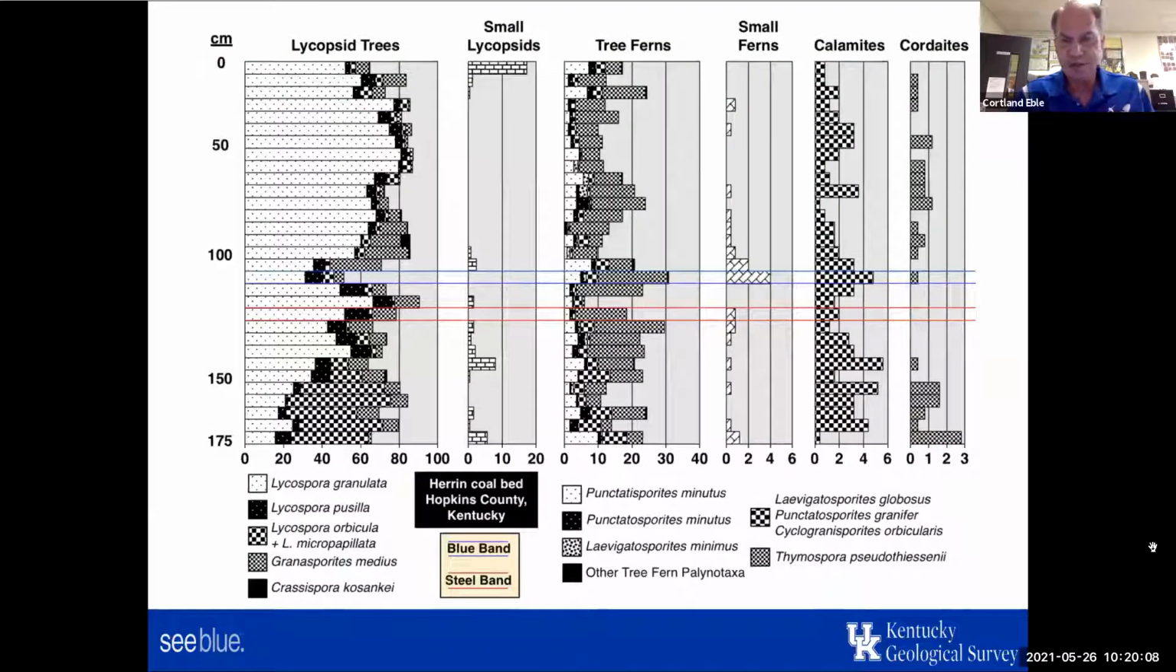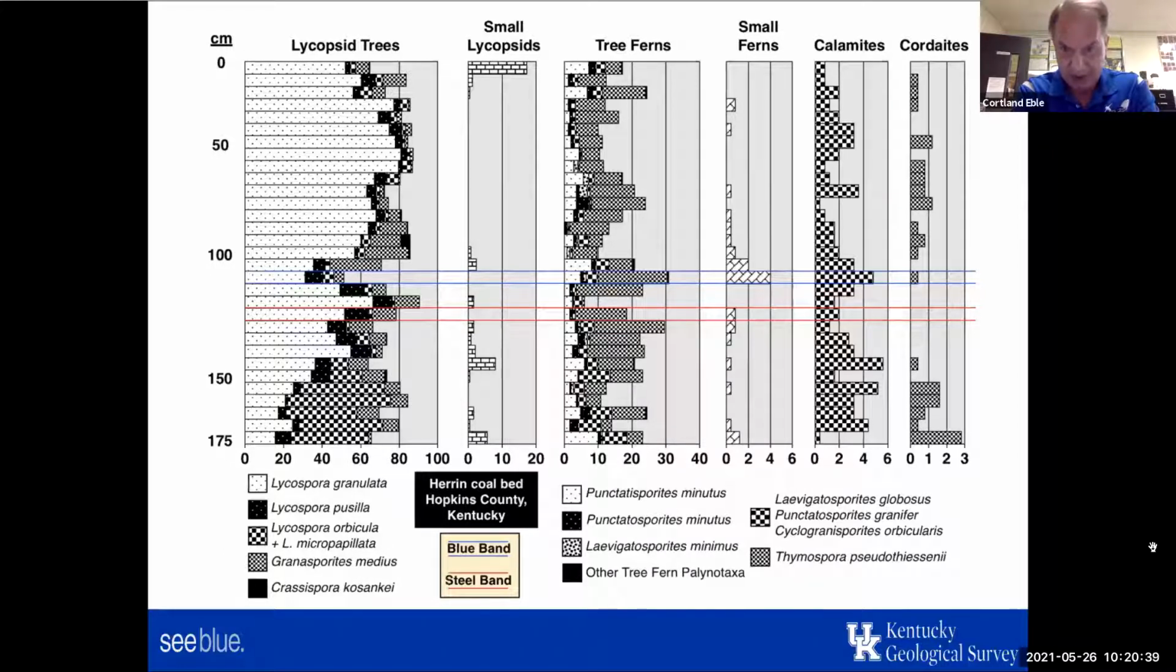This is just another rendition of the Herrin coal. Again, a very important economic coal. Here, I've noted that we have two bands. The blue band is a clay-rich parting that extends across the entire area of the coal. Its origin is still uncertain, but is probably due to a base level rise and then deposition of very fine clastics. The steel band beneath it doesn't occur as widely.